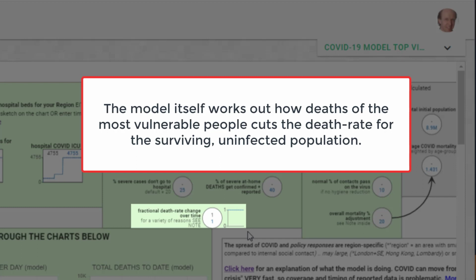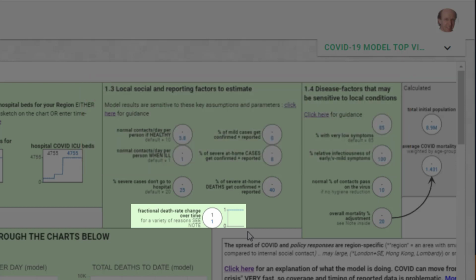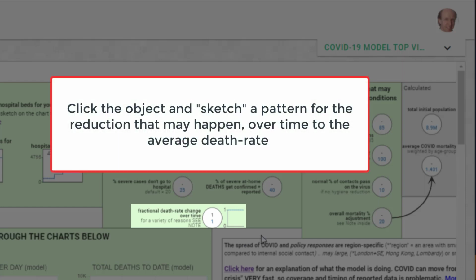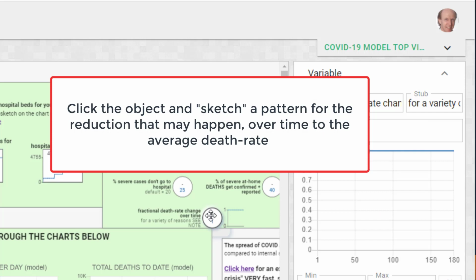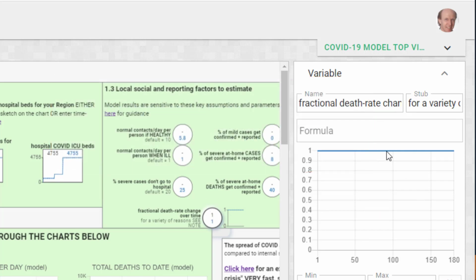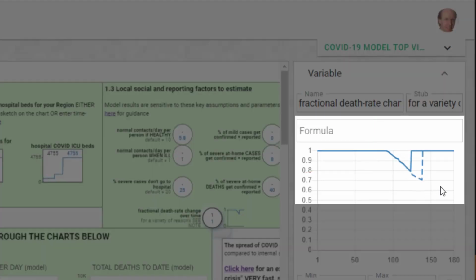Lastly, there is the hope of increasingly effective treatments for people who are suffering from severe symptoms of the disease. We know this is happening, so you could expect over time that for that reason too, the fractional death rate for people with severe symptoms will gradually decline. And the way you use this is simply sketch in the reduction in death rate that you expect to arise from any of those causes.